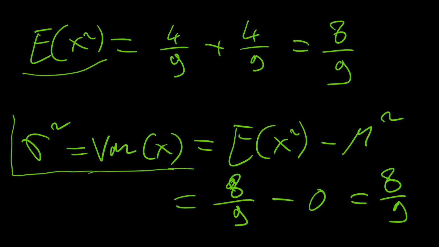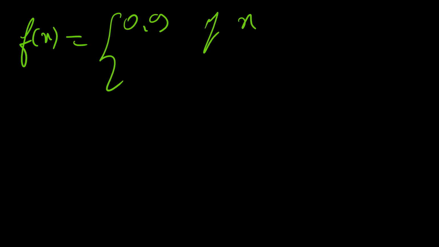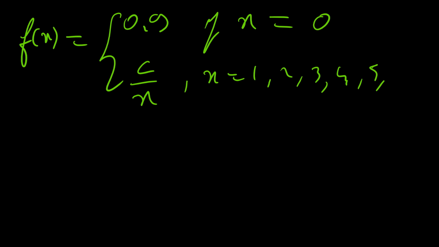If you pick another example where it's a little bit more complex, let's say we have another example. Sorry for the noise. So let's say we have another example. The function is defined by f of x equal to 0.9 if x equals 0, and c over x if x equals 1, 2, 3, 4, 5, 6, right?